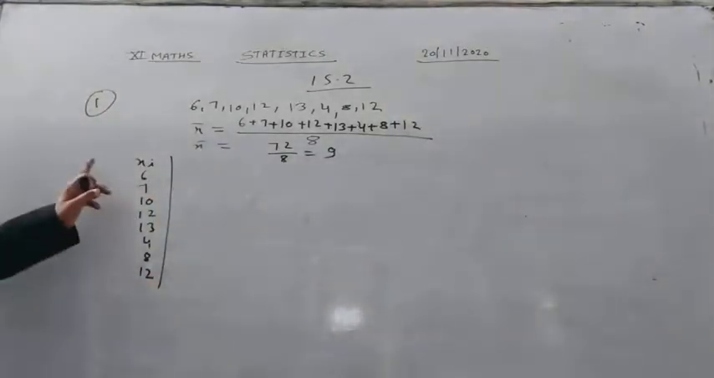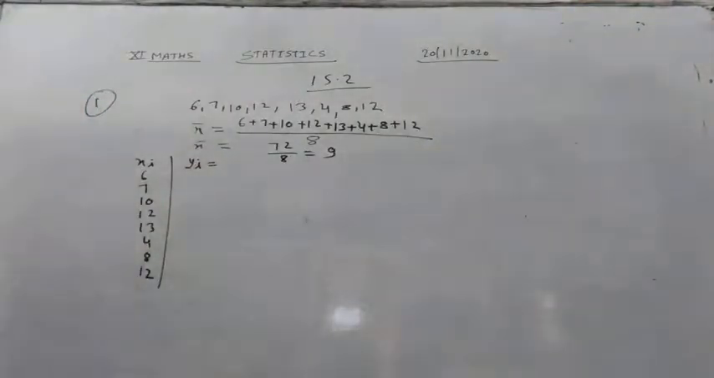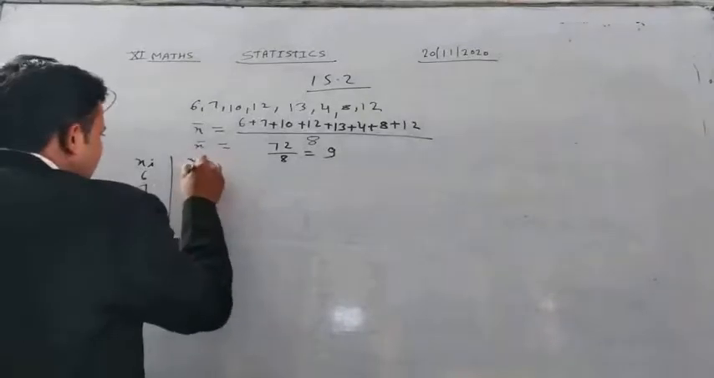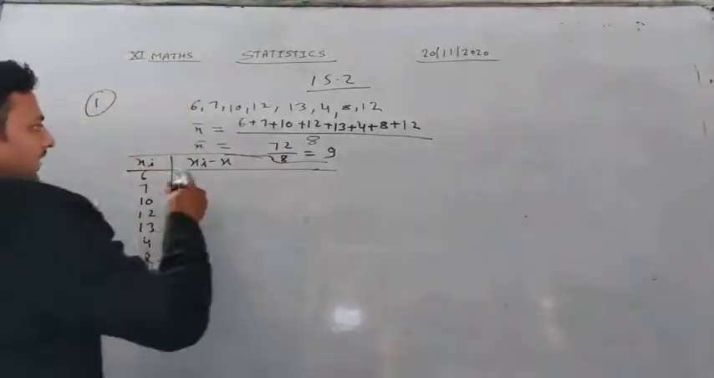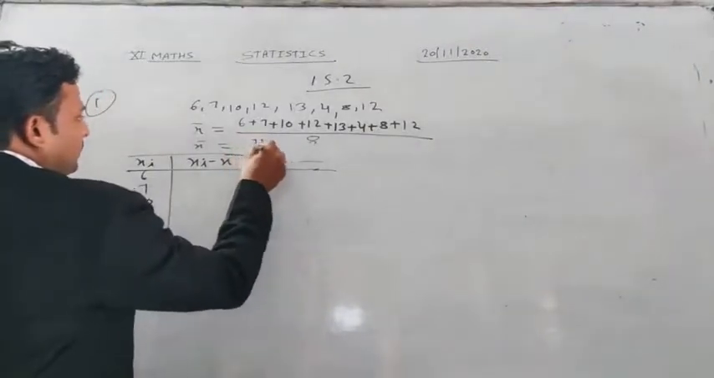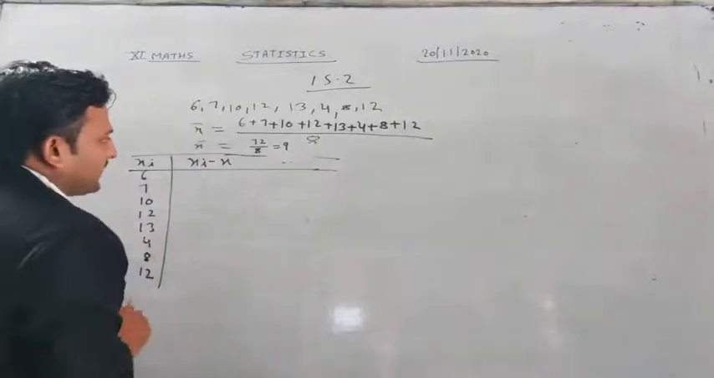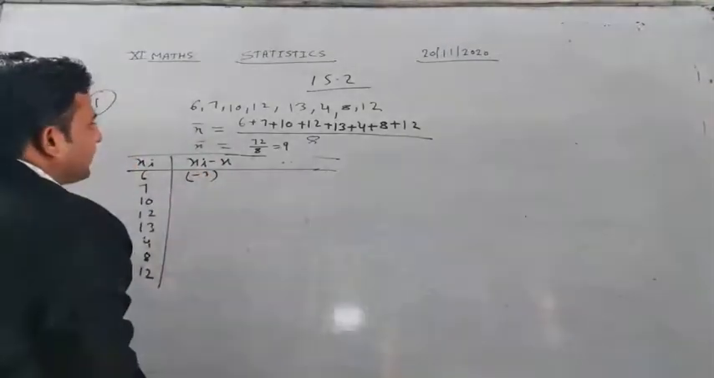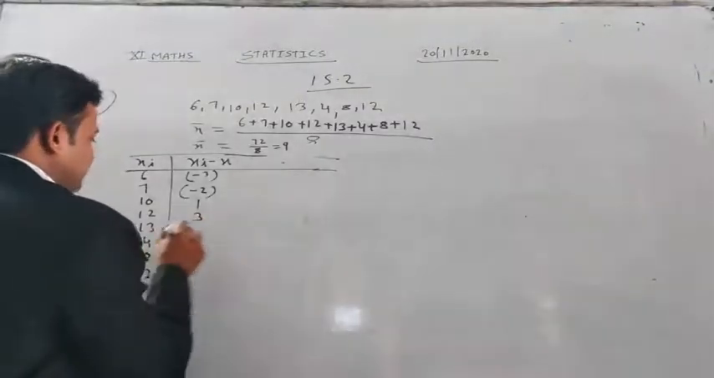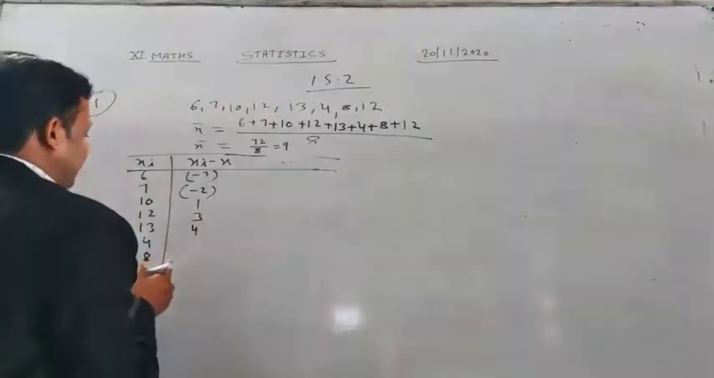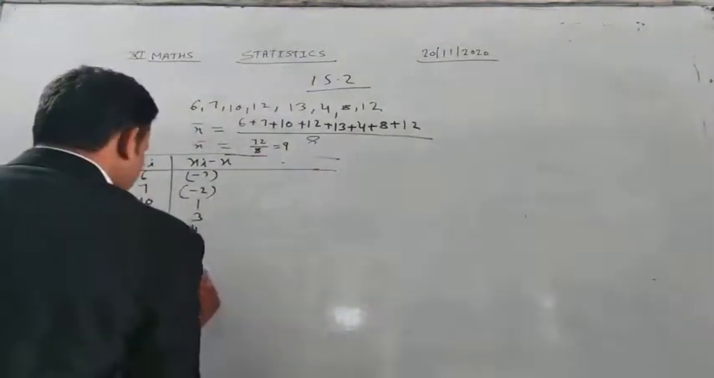Now we have to find out xi minus x bar. X bar is 72 by 8, which is 9, and xi minus x bar: 6 minus 9 is minus 3, 7 minus 9 is minus 2, 10 minus 9 is 1, 12 minus 9 is 3, 13 minus 9 is 4, 4 minus 9 is minus 5, 8 minus 9 is minus 1, 12 minus 9 is 3.